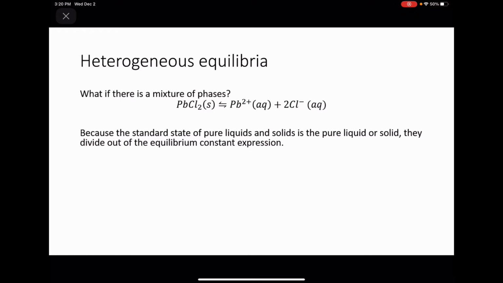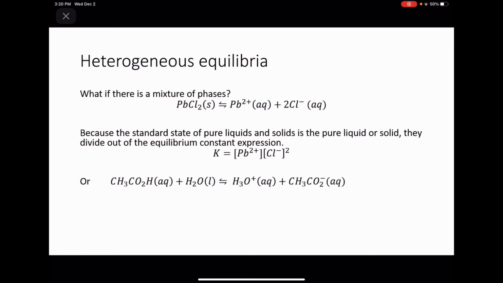So what is the standard state of a pure liquid or solid? It is actually the pure liquid or solid itself, which means that we never actually include them. They divide out to 1 every time. They always add a unity to the equilibrium constant. And so if we were to write the equilibrium constant for this reaction, we would just write, in this case, products. We have no reactants that would factor into our equilibrium constant, and our chloride is squared.